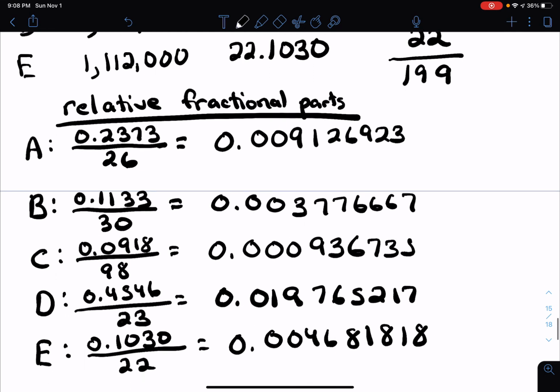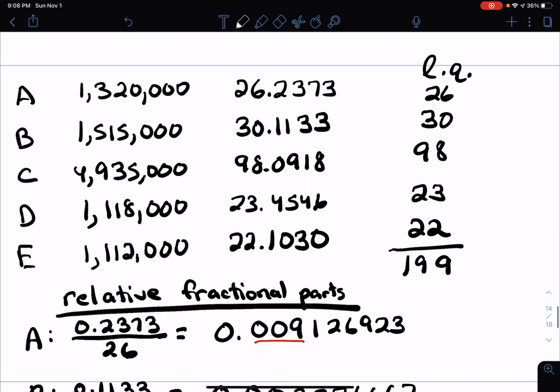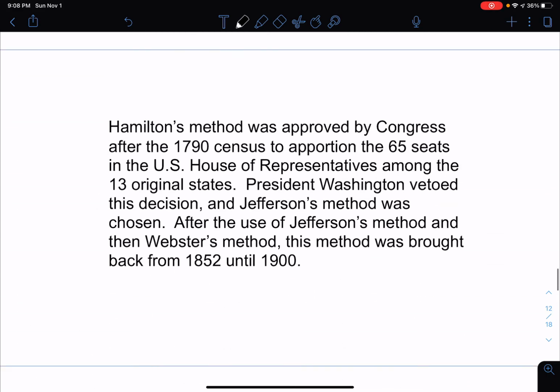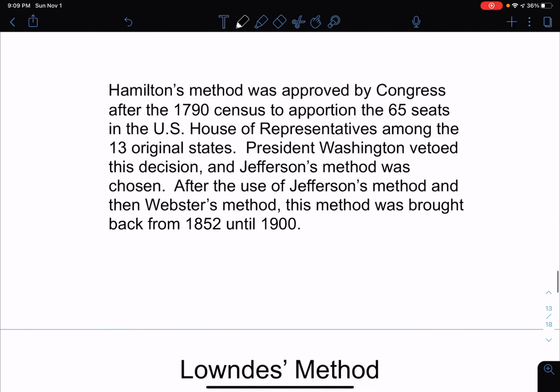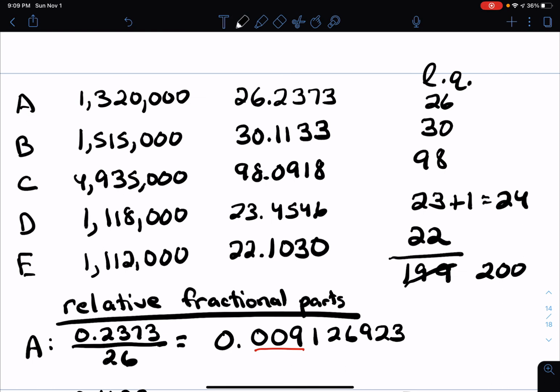All right, so this time who had the biggest? I'm going to start looking at these numbers here, and you can see right away that state D has the biggest of those. So state D gets that one extra again. So how does that compare to the apportionment before? 26, 30, 98, 24, 22. Well, turns out we got the same apportionment. So in this case, it didn't really make a difference. But there are scenarios where it does. And if there weren't, then this would have never been a disagreement about what method to use.